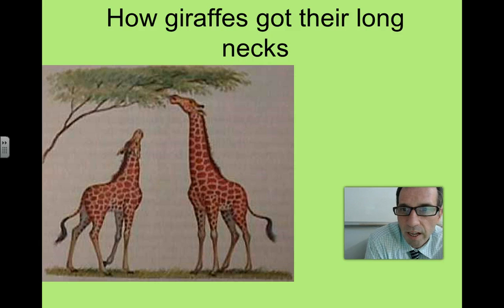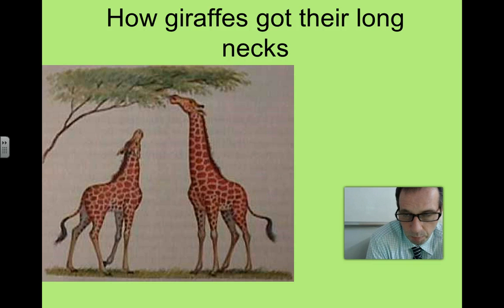The giraffe is a classic example of change over time, and the question has long puzzled scientists, and the multiple explanations that have been provided by scientists are very telling. We'll talk about those in class in some detail, but you can see here that the central question is what drives the giraffes to have a long neck.